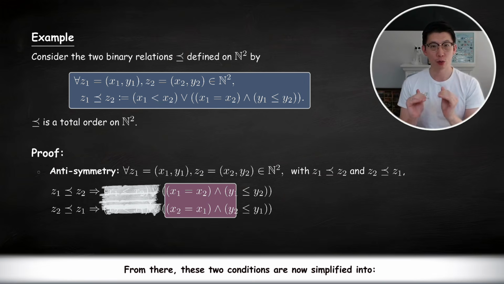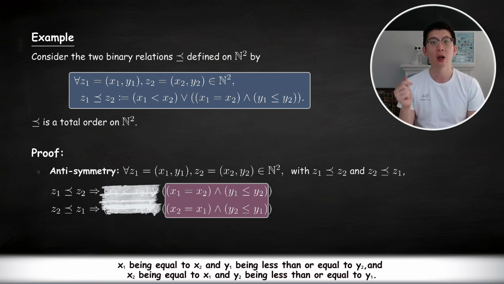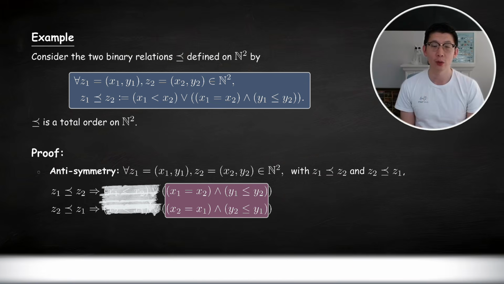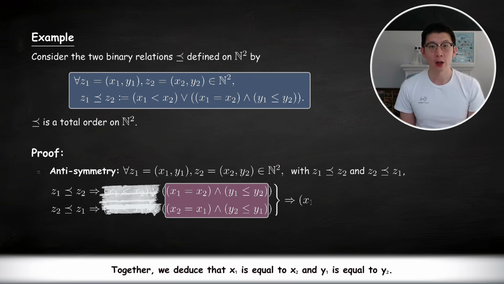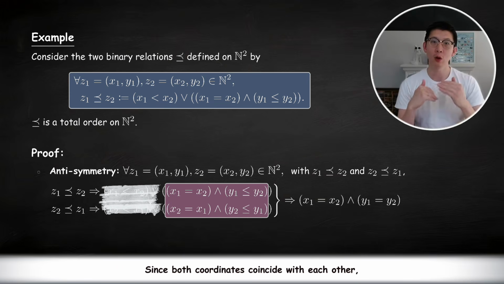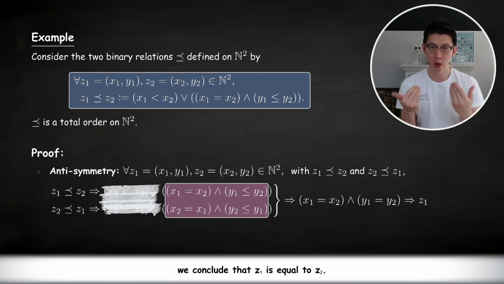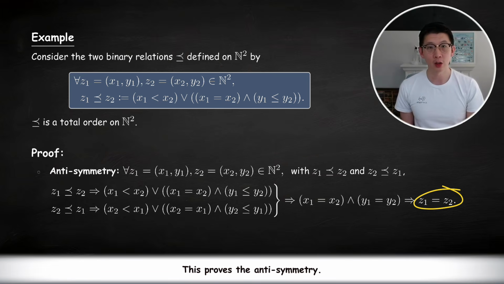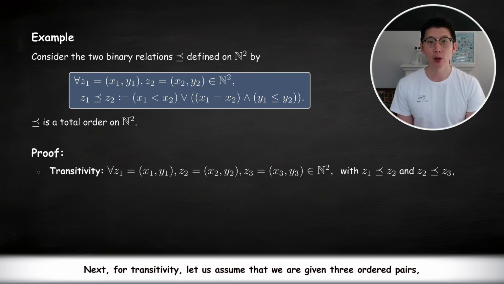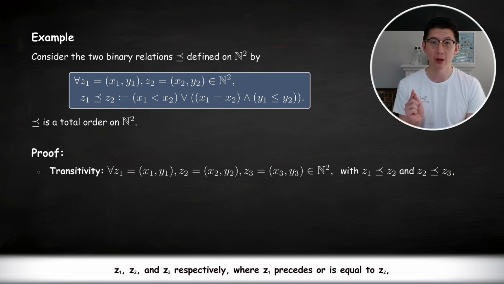From there, these two conditions are now simplified into x1 being equal to x2 and y1 being less than or equal to y2, and x2 being equal to x1 and y2 being less than or equal to y1. Together, we deduce that x1 is equal to x2 and y1 is equal to y2. Since both coordinates coincide with each other, we conclude that z1 is equal to z2. This proves the antisymmetry.